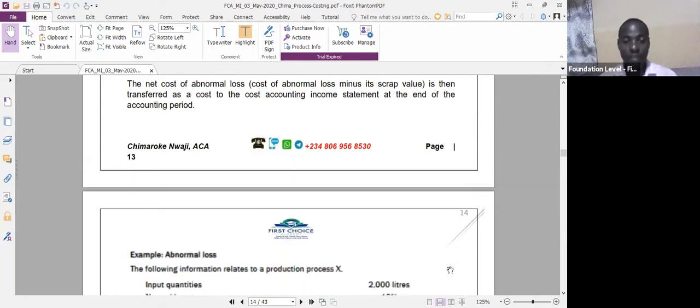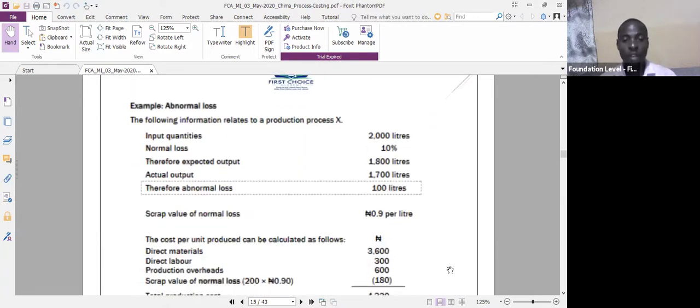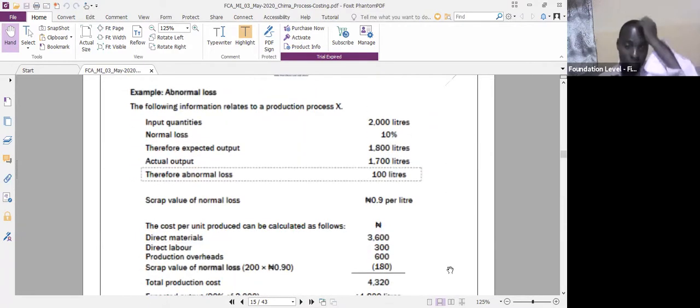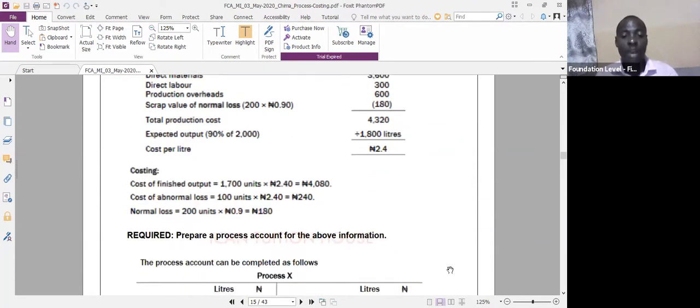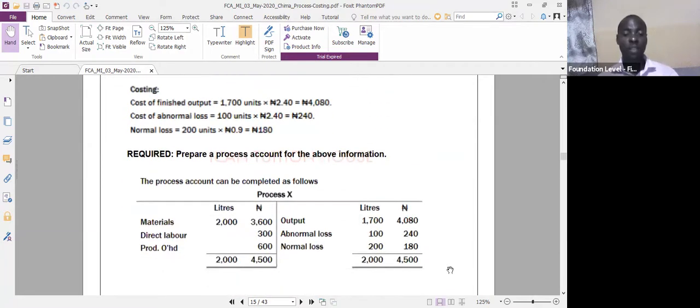So let's see if we have another question here to solve. Abnormal loss. Once again, this is the same question we had before, and we introduce when we want to solve abnormal loss. Now we are asked to prepare a process account for the information. So the process account is not difficult, also not too easy.